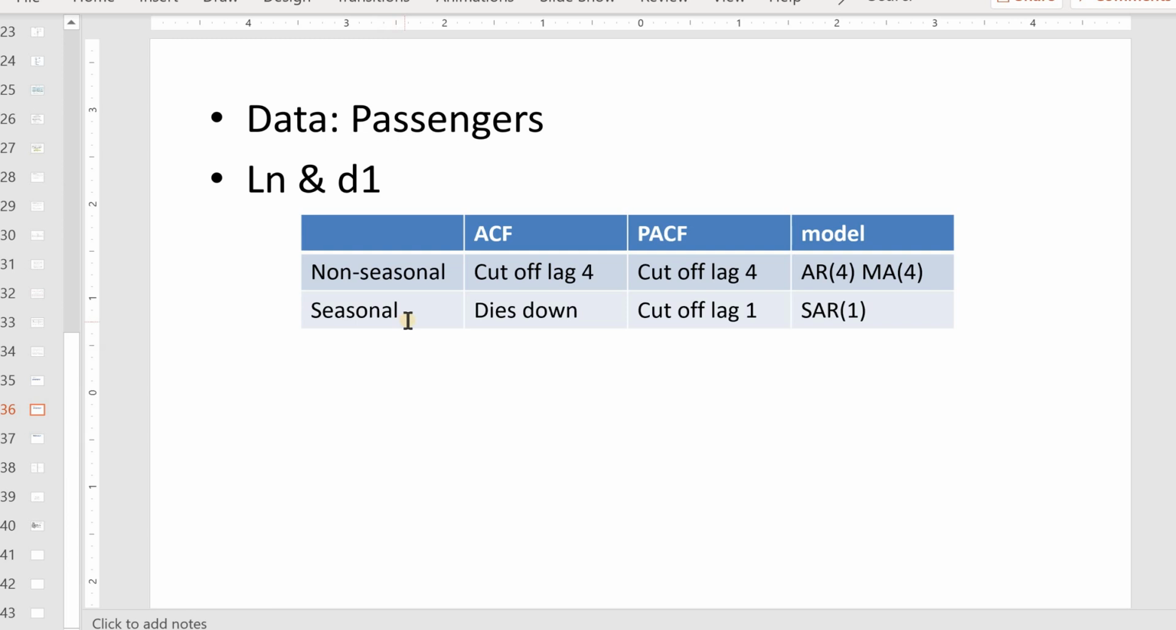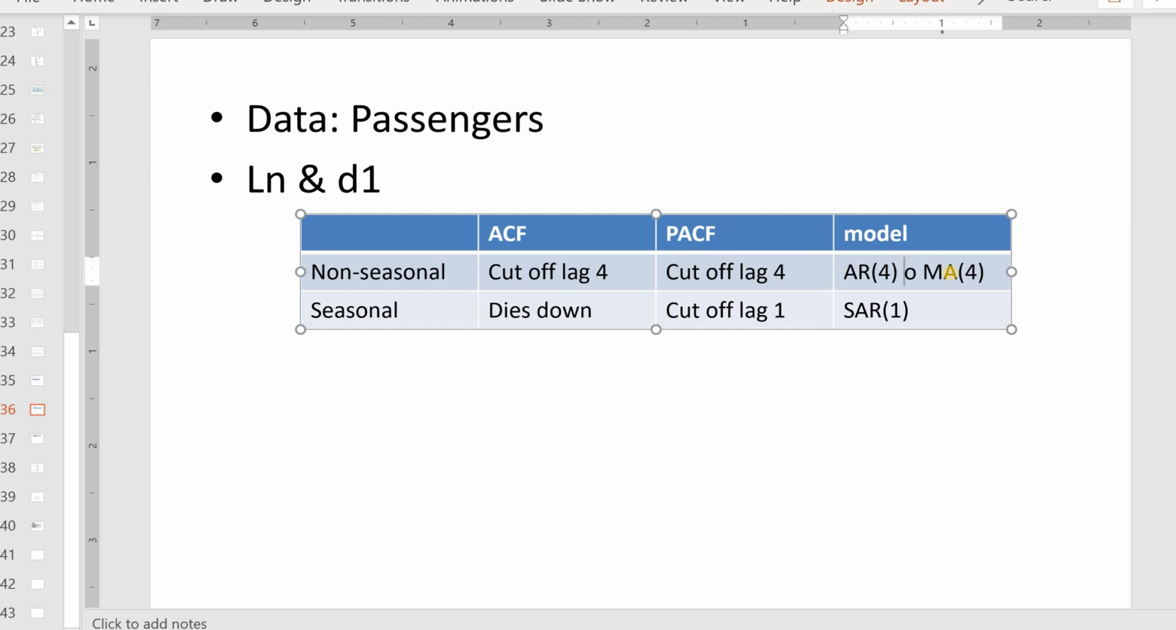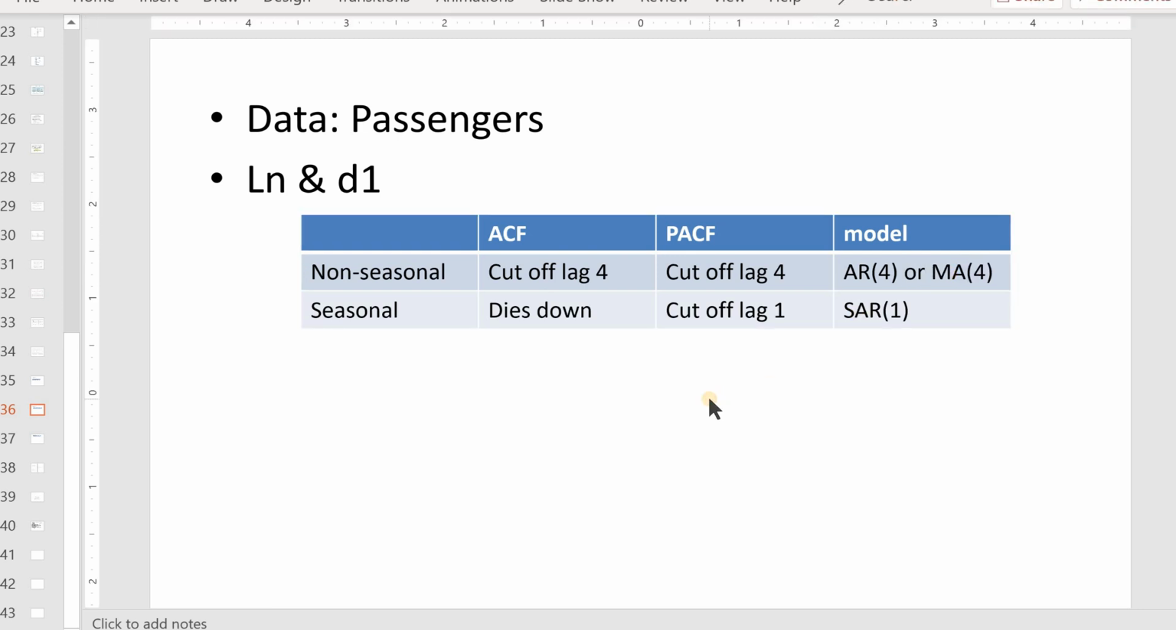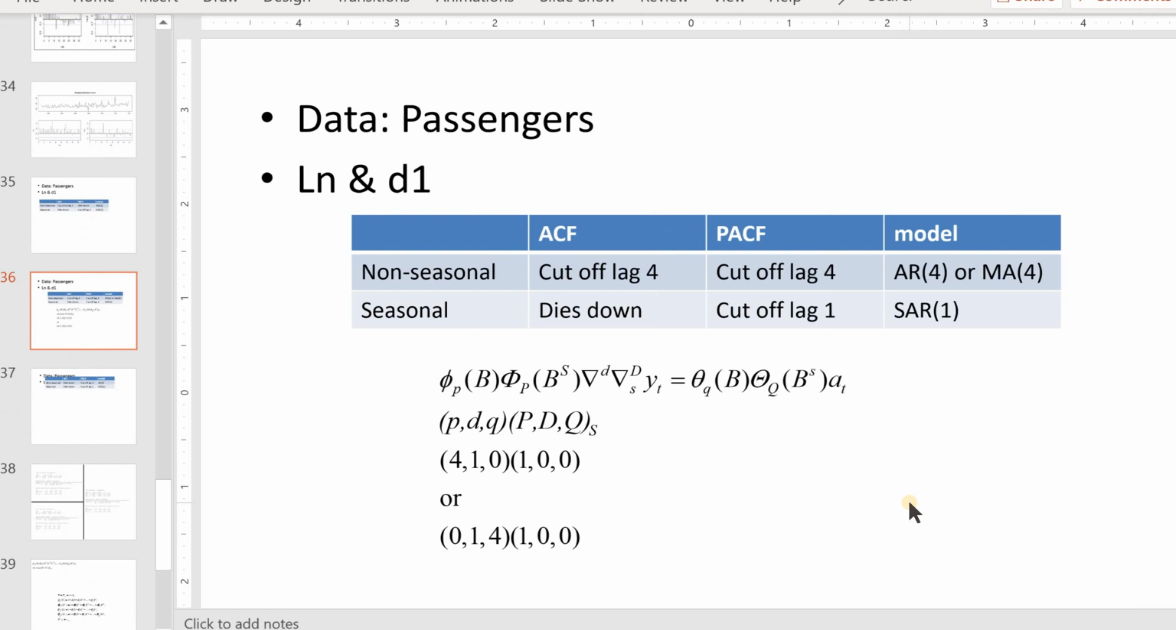And then for seasonal, it dies down for ACF, and then PACF cut off at lag 1. So from here it is SAR, so seasonal AR order 1. So I put it here so you are not confused. So we try AR4 and SAR1 first, and then we try again MA4 and SAR1. So we try one by one. Okay, I write down the model first so that you can see it clearer.